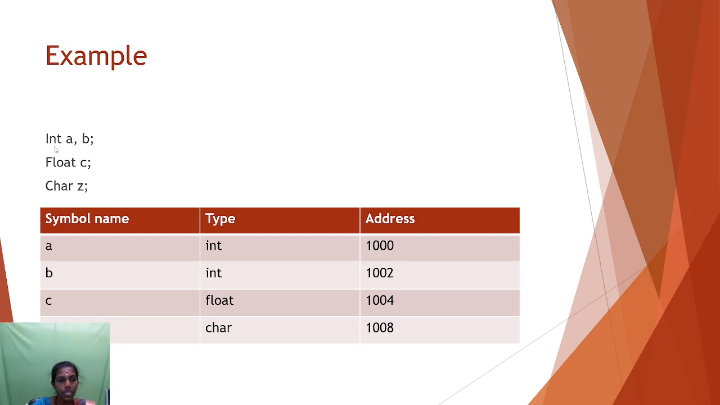So here we have int A, B and float C, char Z. These are lexemes. These lexemes are converted into tokens and placed in the symbol table. These are the data types of A, B, C and Z, and these 4 are the addresses of those variables.